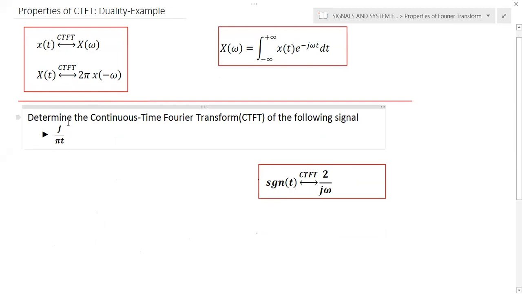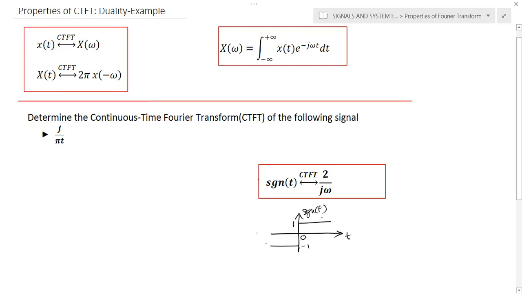Okay. Again, this is a standard signal, and if you look at the standard transform of the signum function. Signum signal means it's a signal whose magnitude is 1 for t greater than 0 and minus 1 for t less than 0. So this is the signal signum of t. Okay. And the transform of the signal is 2 by j omega. And if you know the result, you can compare it with the equation.